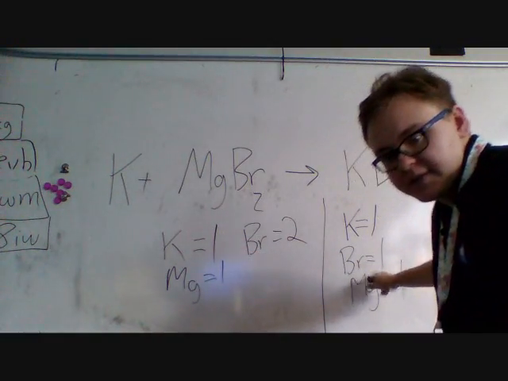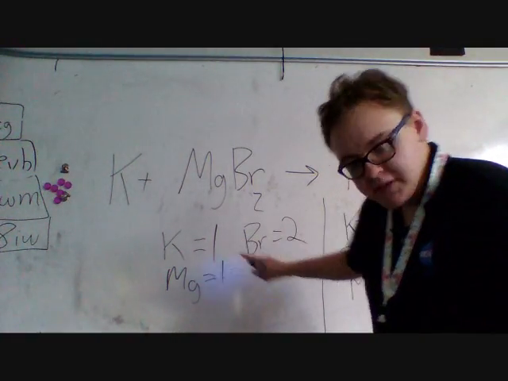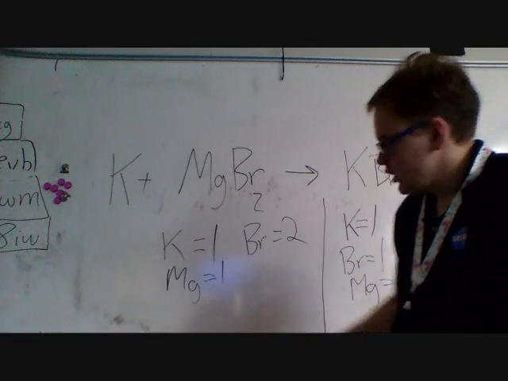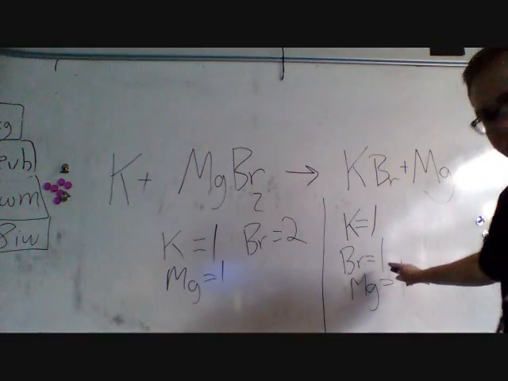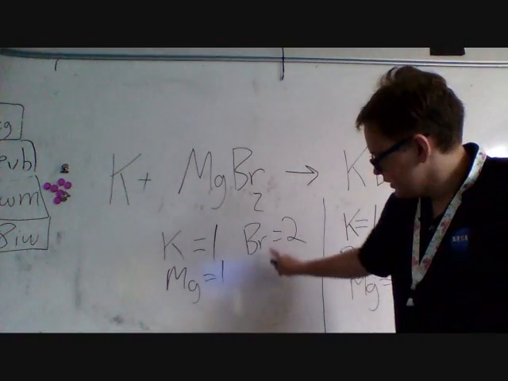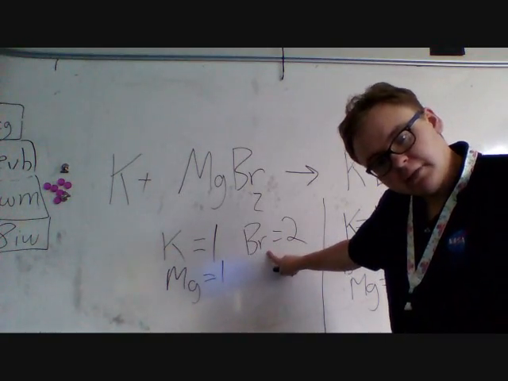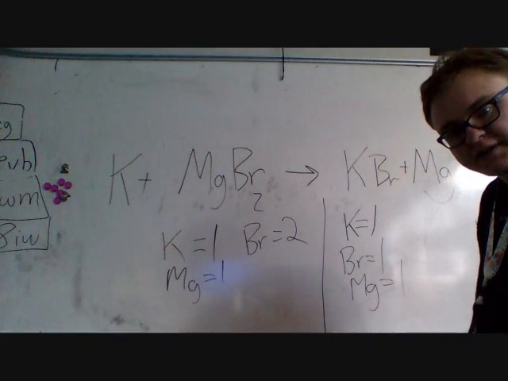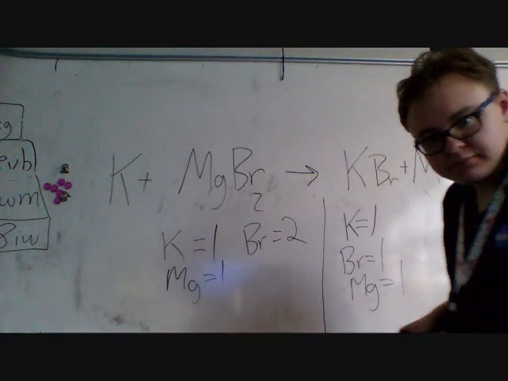So, in order to balance the equation, we need to make sure that we have the same amount of each on both sides. Our potassium is good because we have 1 on both sides. Our magnesium is good, so we have 1 on both sides. But our bromine, there's 2 on our reactant side and 1 on our products. So that's a problem we have to fix.